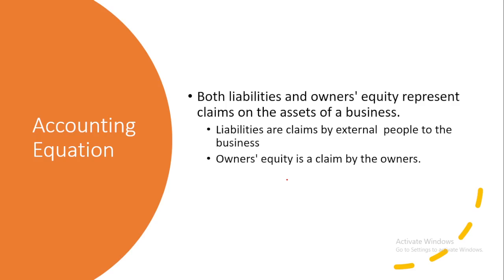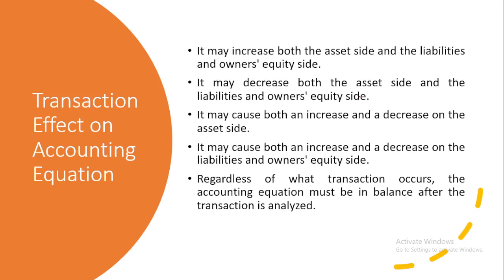So what are the transaction effects on the accounting equation when we perform a transaction? Let's say an activity took place, what will be the effect? If a transaction is performed, or the owner deposited money into the account, this is what might happen. It may increase the asset side, the liability side and the owner's equity side. Or it may decrease the asset side, the liability side and the owner's equity side. What will be the activity on the first one?